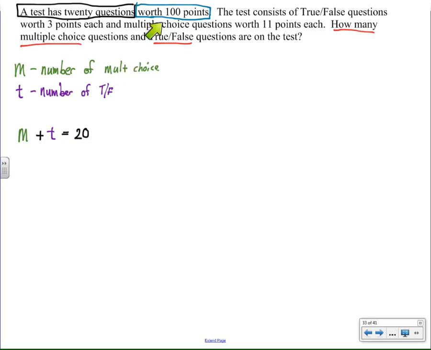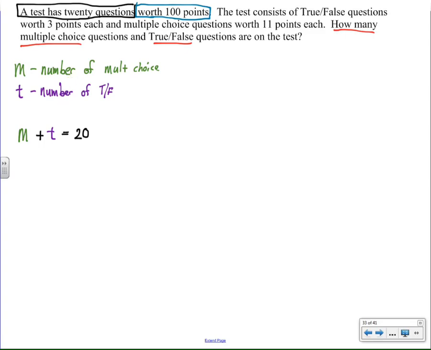The next one requires a little bit more thought, but it's not that much more difficult. This time, instead of talking about the number of questions, we're talking about point value. So right here we see that the total test is worth 100 points, and then what I get is rates of change. There's 3 points per question on true-false questions, and there's 11 points per question on the multiple choice.